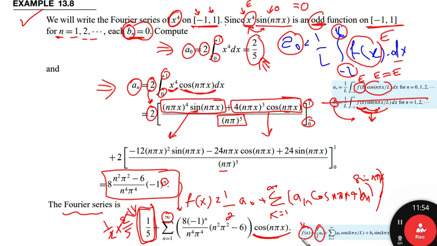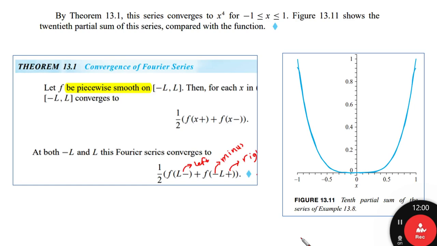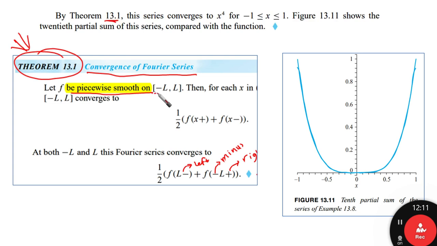Okay, so now what we are waiting for is to see how the Fourier series converges. By theorem 13.1, do you remember theorem 13.1? Again, I have repeated it many times. Convergence of Fourier series: if it's piecewise smooth between minus L and L, so in this interval, the convergence is half f of x from right plus f of x from left. As we said, at any point here or here, we are going to find that from left and right. I mean that this is from right and left, so it converges to the function itself.